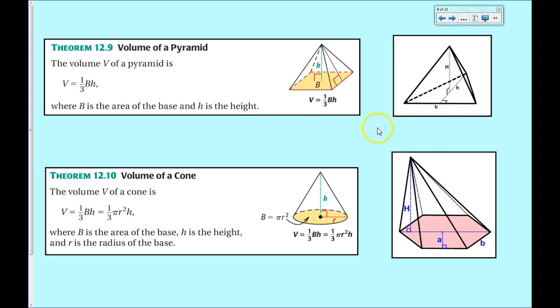So what I'd like you to do right now is pause the video and try to write a volume formula for each of these 2 solids using the labels that are given in each drawing.